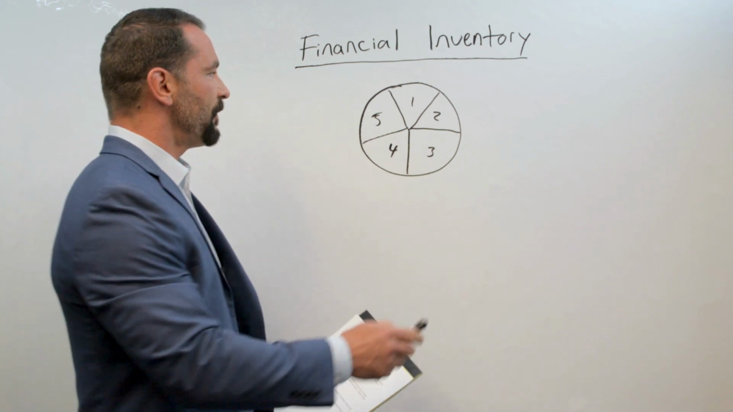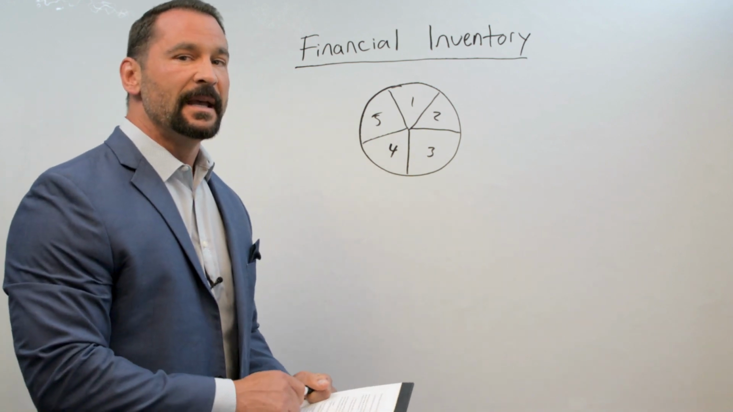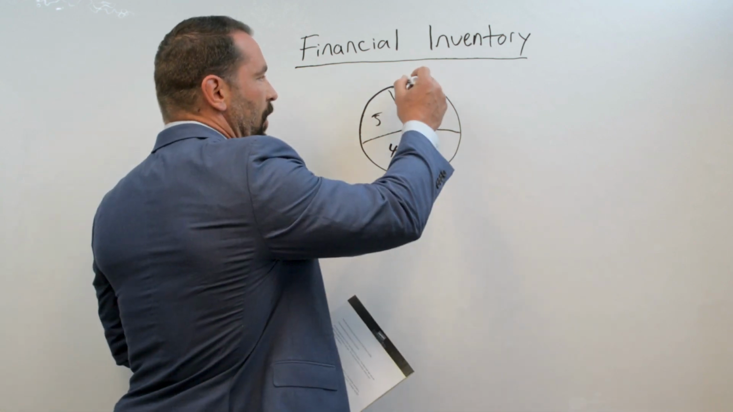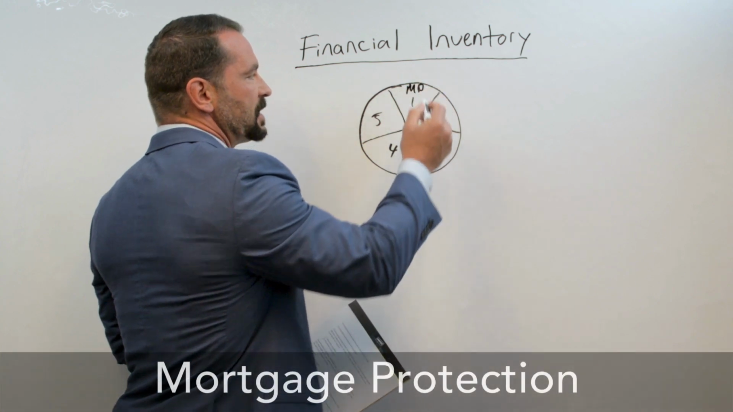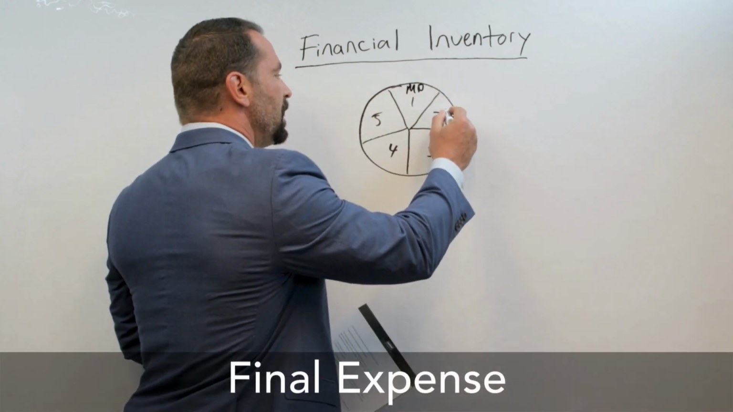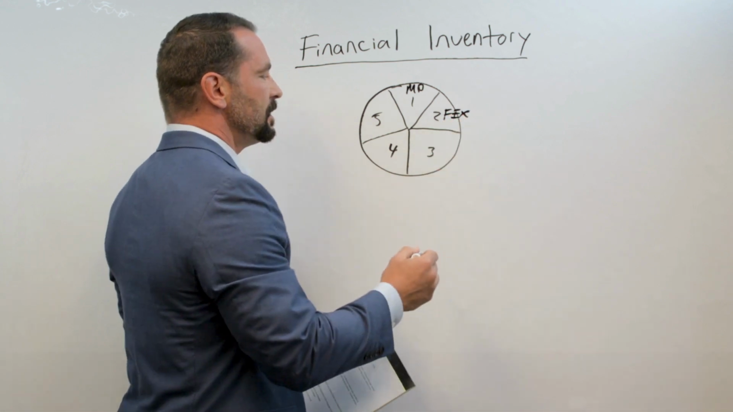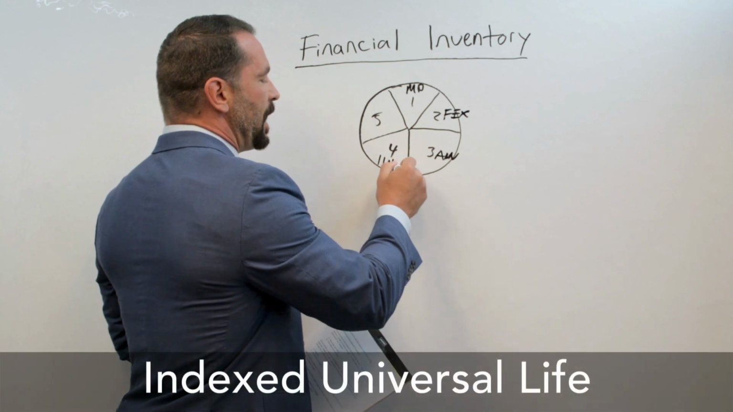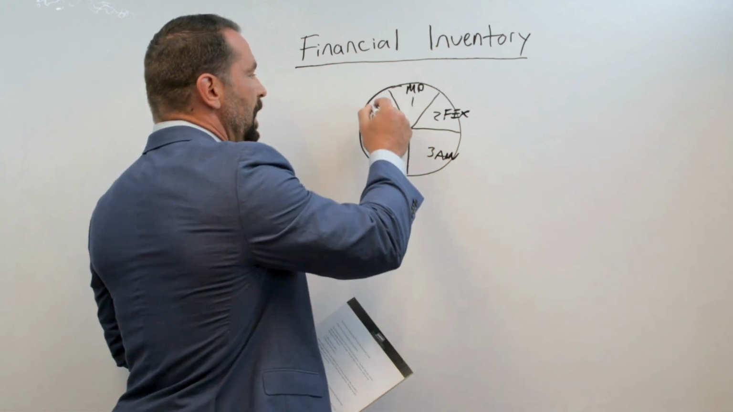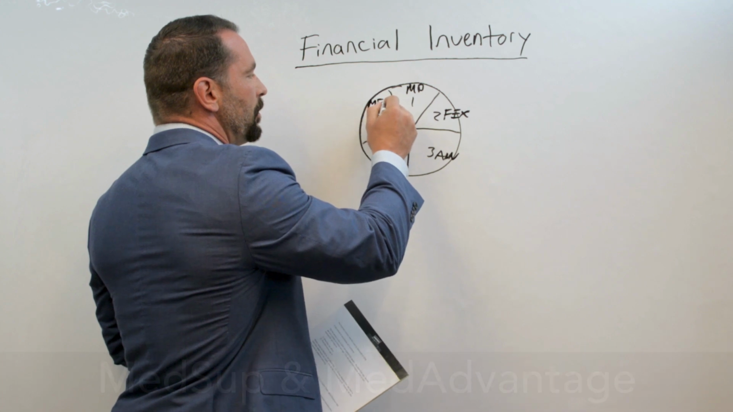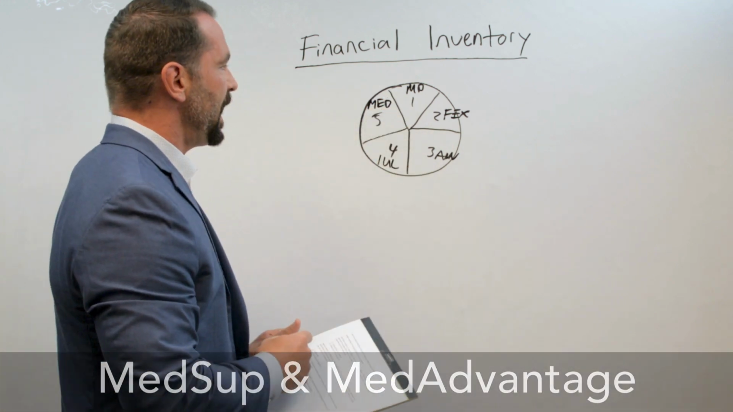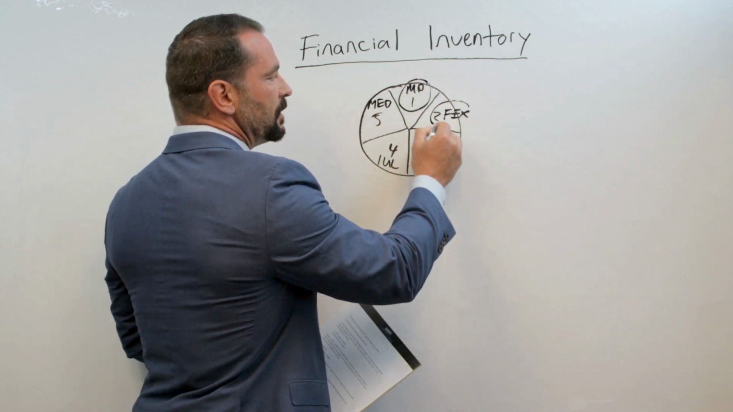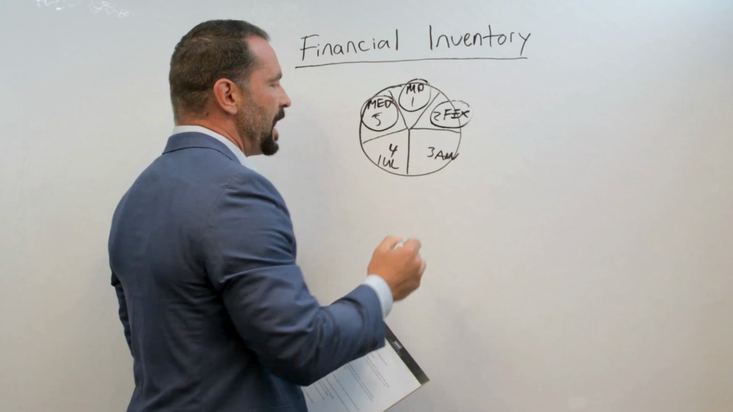And why? The financial inventory is what allows us to gain access to the other quintants from one quintant. So if we review here quickly, mortgage protection is the first quintant, final expense is the second, annuity the third, IUL the fourth, and the newest quintant is MedSup, MedAdvantage.